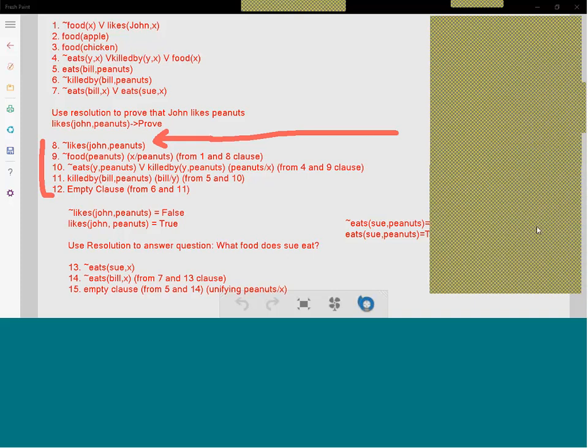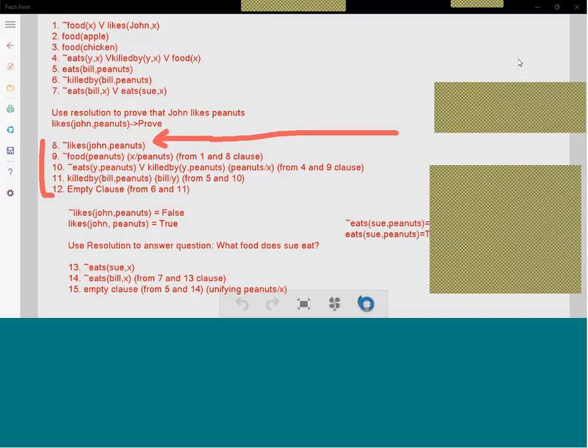Okay, so I'm discussing this thing. Here we are starting with what we have, like John likes peanuts. We have to prove this. John likes peanuts is the actual question, and we have to give the answer.